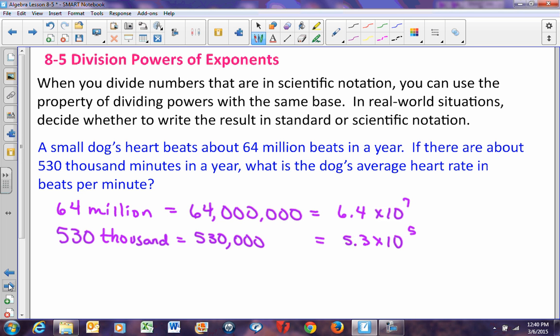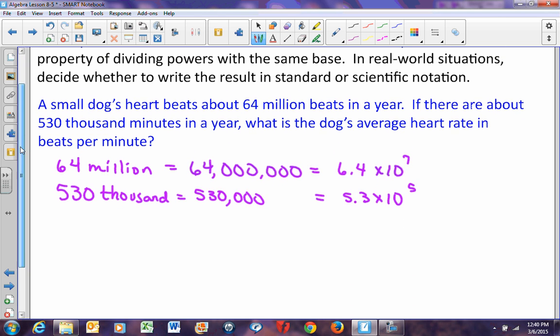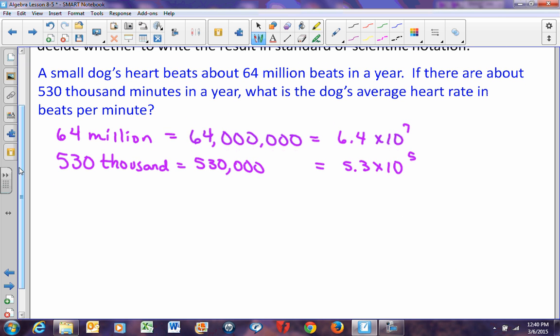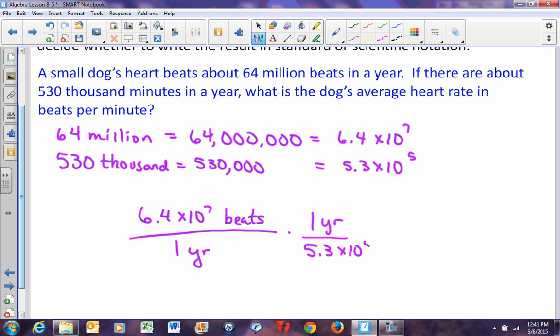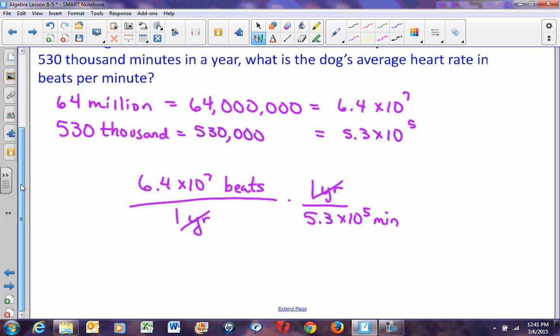Now just think of this: 6.4 times 10 to the 7th beats in 1 year. And we need to figure out the average heart rate in beats per minute. So 6.4 times 10 to the 7th beats in 1 year, and there are 530,000 minutes in 1 year. So in 1 year, there are 5.3 times 10 to the 5th minutes. Okay, so my years cancel out here. So this gives me beats per minute if I divide it out. So I simply need to divide it out.